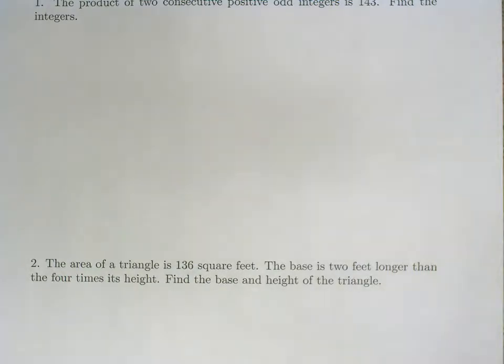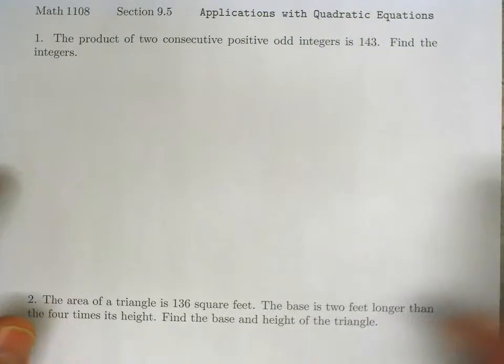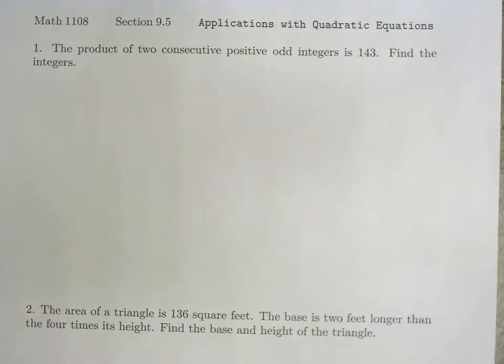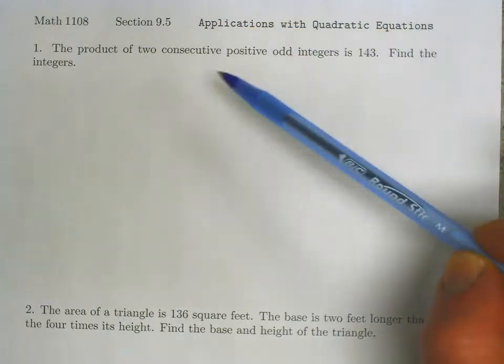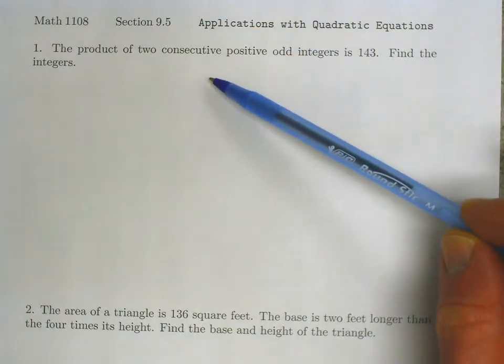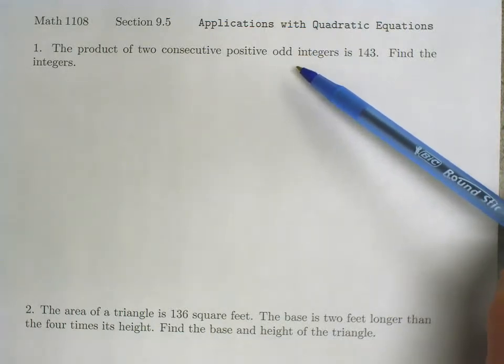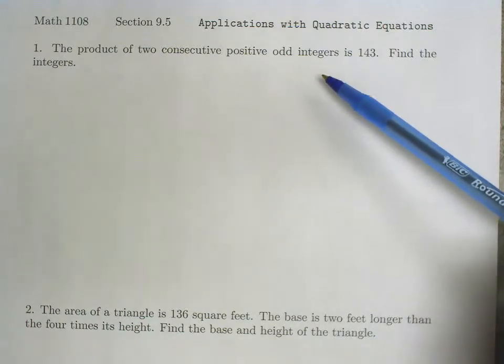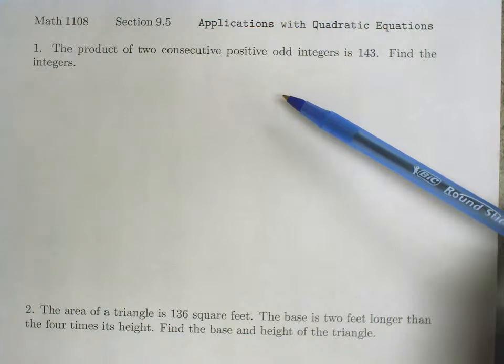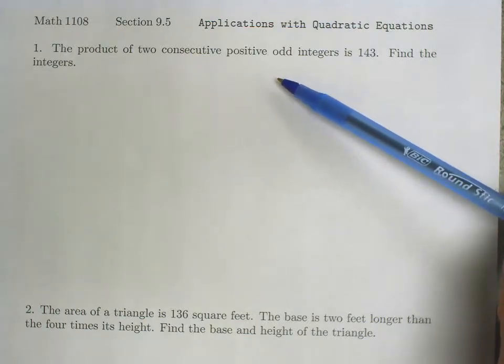Okay, so we'll start our first problem. This one: the product of two consecutive positive odd integers is 143. Find the integers. Okay, so some of the details. Two consecutive positive odd integers. An example of a pair of consecutive positive odd integers are 9 and 11. There are infinitely many other pairs, but that's just one example.